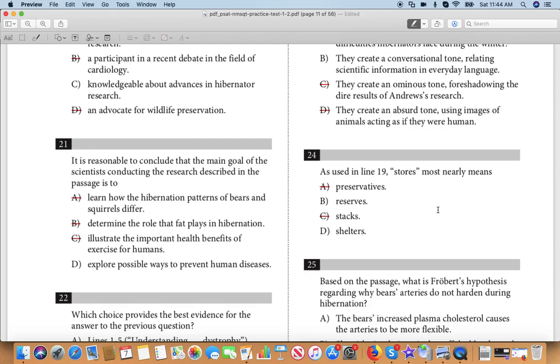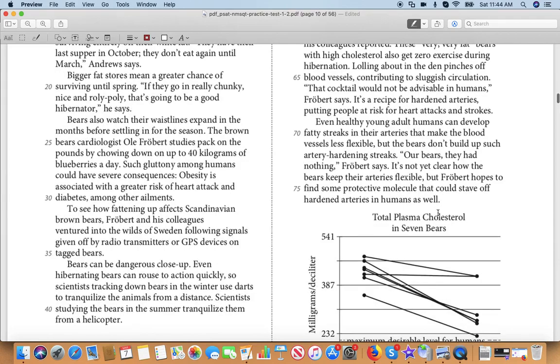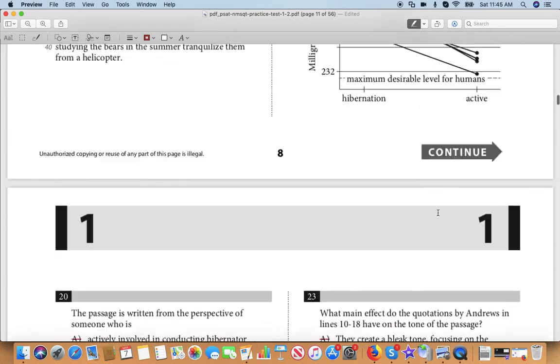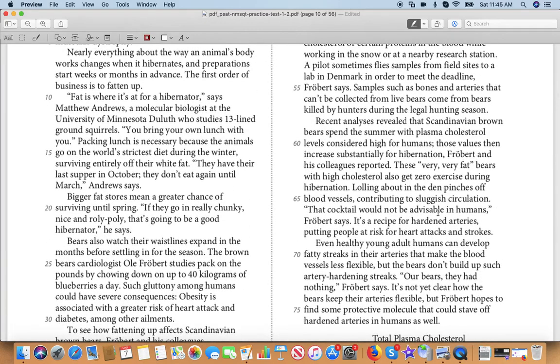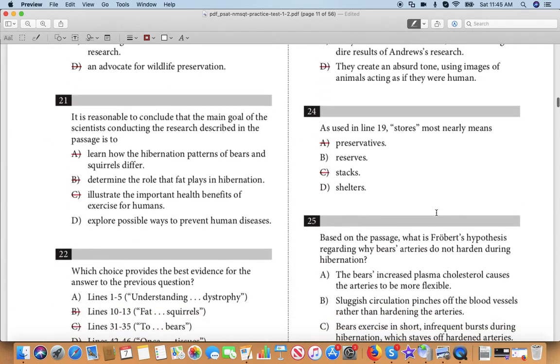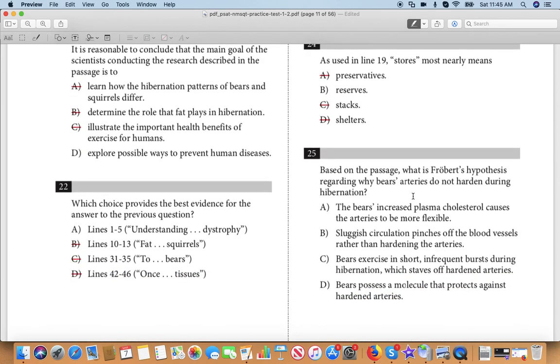Let's try D. This one's pretty good too. Oh, shelters. I'm sorry. Bigger fat shelters mean a greater chance of surviving until spring. How's that? That doesn't fit. I do like the idea of a fat shelter. However, I don't know what that means. That's kind of an absurd idea, but I like it. All right, it is indeed answer choice B. It just works. The others are nonsense. So, we're good? Let's rock and roll.